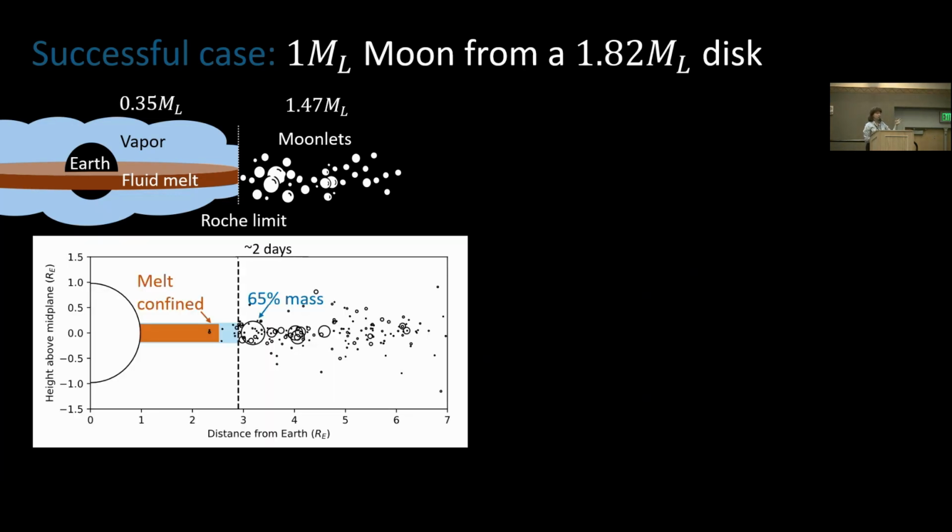This is a snapshot at 2 days. On the x-axis, you have distance from the Earth, y-axis height above and below the midplane. I'm showing everything here. You've got the Earth, melt in orange, vapor blue, Roche limit, 3 Earth radii, particles are circles. The height of the melt and vapor is not physical, it's just a proxy for the mass. It's been 2 days, and this large circle is what will be the final moon. It's already at 65% of its final mass.